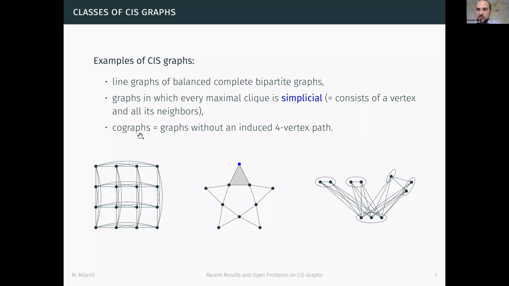Then there is also the family of cographs, which are equivalent to graphs without an induced 4-vertex path. These graphs are defined recursively as graphs, and here is an example, that can be decomposed into copies of the one vertex graph by iteratively taking the components of the graph, or first taking the complement and then taking the components. So here you see, if we take the complement of the graph, then it would become disconnected. The top vertices would form one component, the bottom vertices would form another component. And we could iterate this procedure and decompose the graph entirely. This family generalizes the complete graphs and the complete bipartite graphs, and all such graphs are CIS.